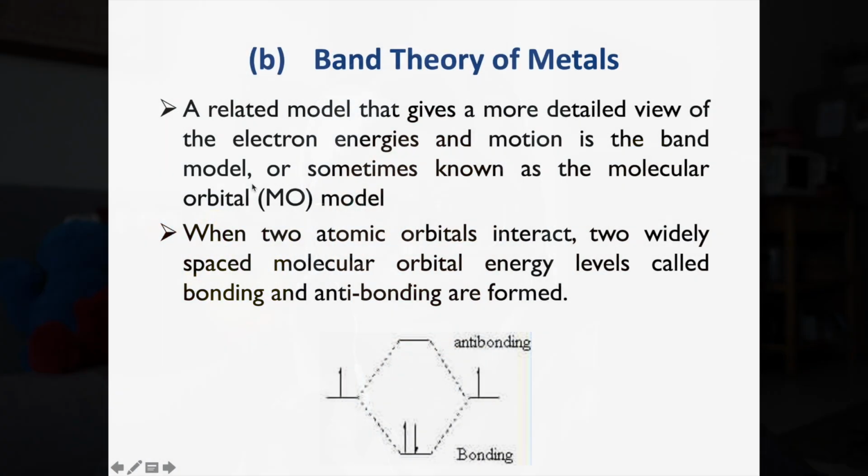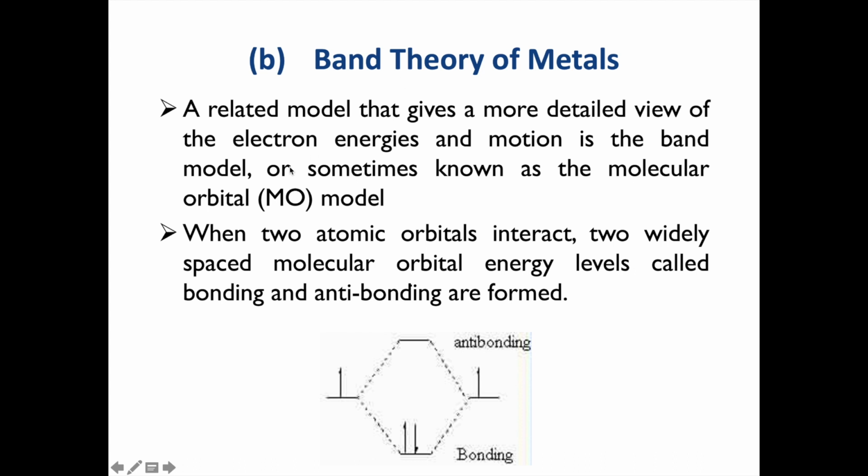So this band theory is actually a related model that gives a more detailed view of the electron energies and motion. It is the band model. This is what we call band theory of metals, or sometimes the molecular orbital model, or MO. This is what we have discussed last week.